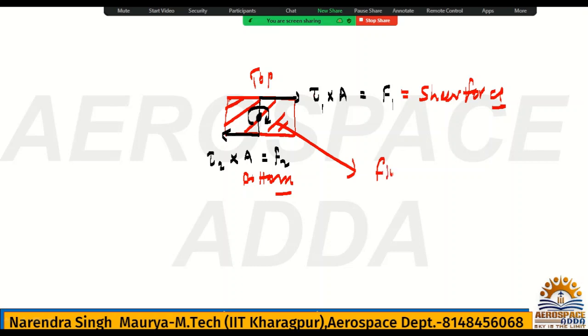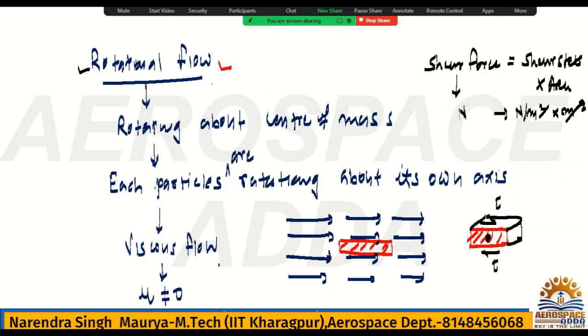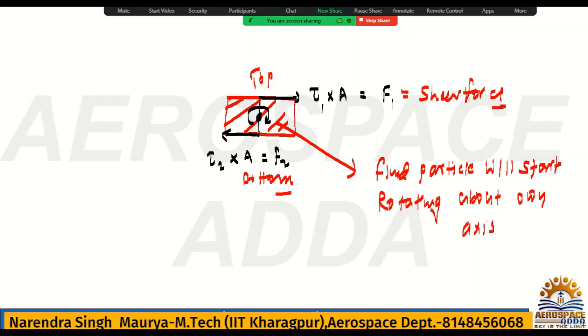Fluid particle will start rotating about its own axis. Understood? Yes or no? About own axis. So it is very clear now. If it starts rotating about its own axis, then this type of flow is called rotational flow.